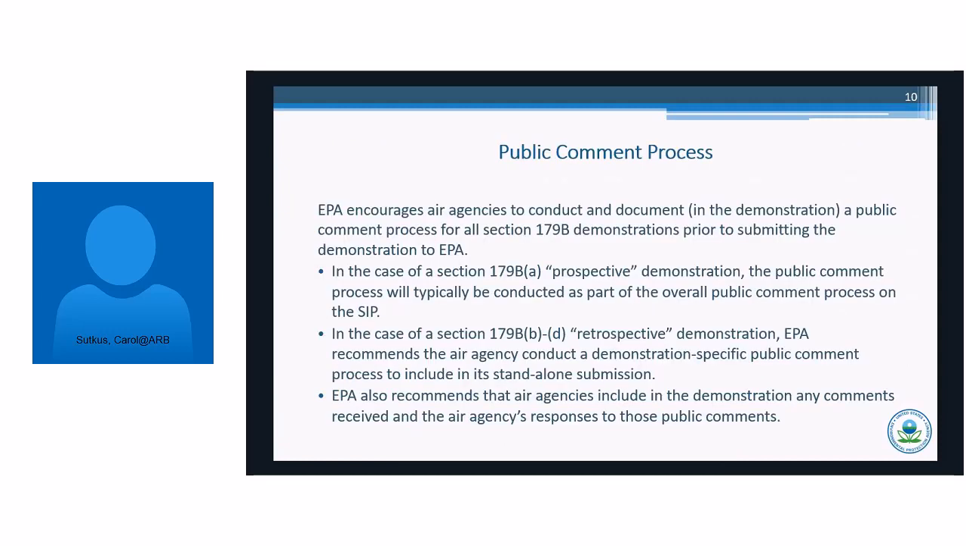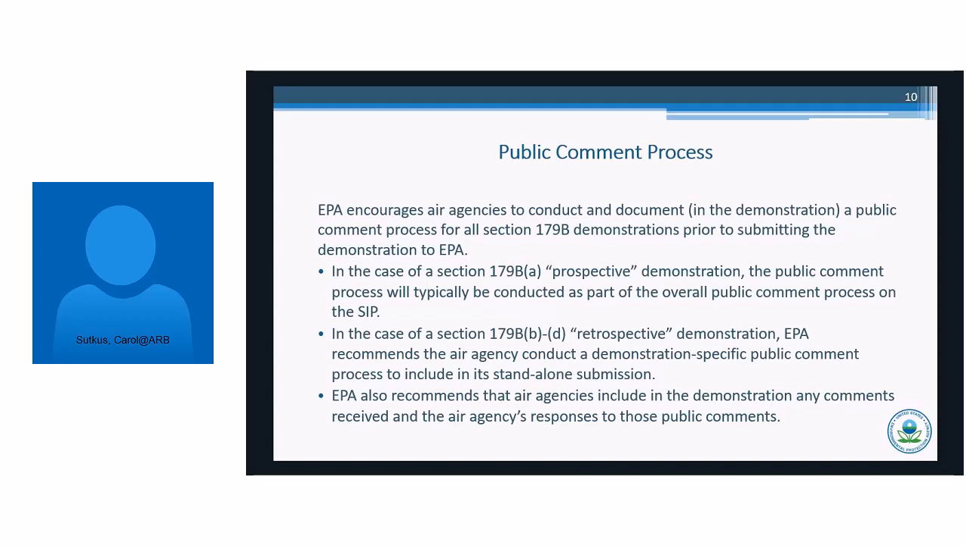The draft guidance also lays out EPA's recommended procedure for an air agency's public comment process when submitting Section 179B demonstrations to EPA. In Section 7 on pages 42 and 43 of the draft, we recommend that air agencies conduct and document a public comment process for all Section 179B demonstrations, and that air agencies include comments received and the agency's responses to those comments as part of the demonstration.